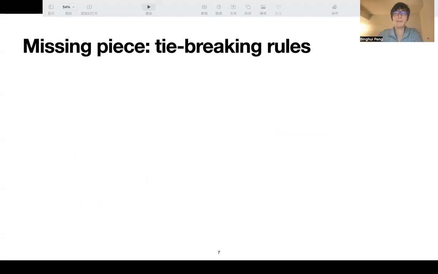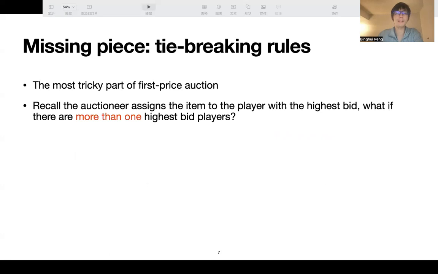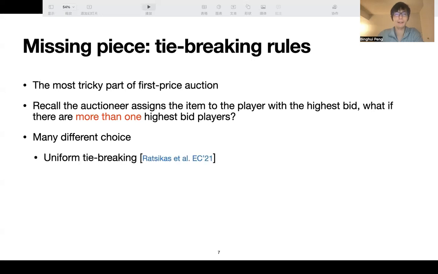Okay, there's one missing piece from the above description. That's the tie-breaking rule, which I believe is the trickiest part of a first price auction. Recall in a first price auction, the auctioneer assigns the atom to the player with the highest bid. But what if there is more than one highest-bid player? In that case, we need to break the tie and allocate the good either randomly to these players, or we divide the good among these players. There are many different choices in the literature.